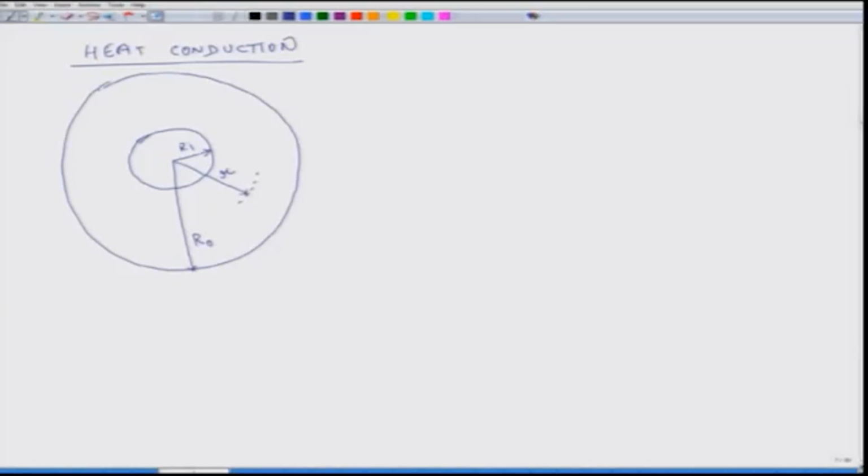Let us look at the boundary conditions. The first boundary condition. So what is the boundary condition? Whatever are the physical boundaries of the object, whatever physical conditions are present there, that is what is referred to as boundary condition. So the first boundary condition we are specifying is that on the inside surface we have perfect insulation.